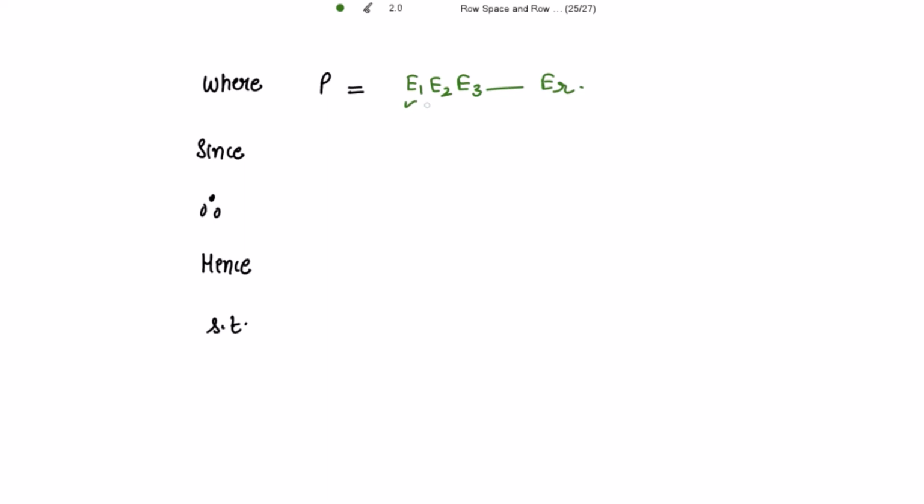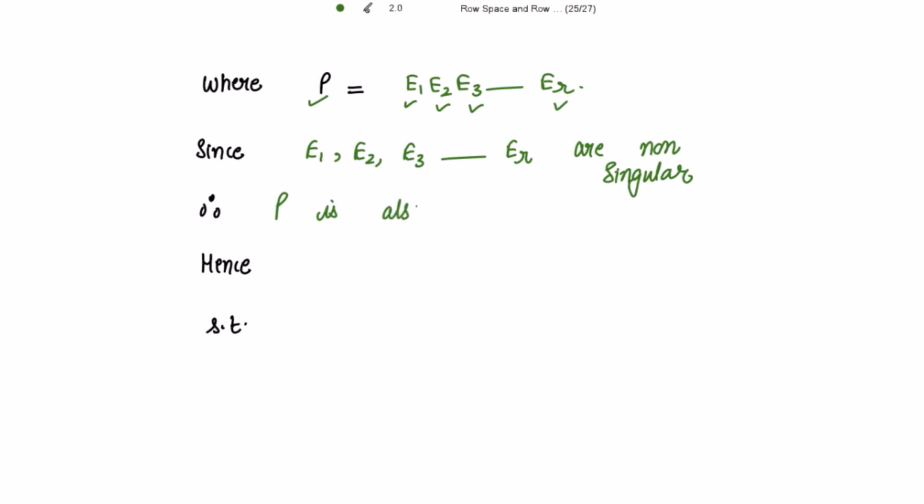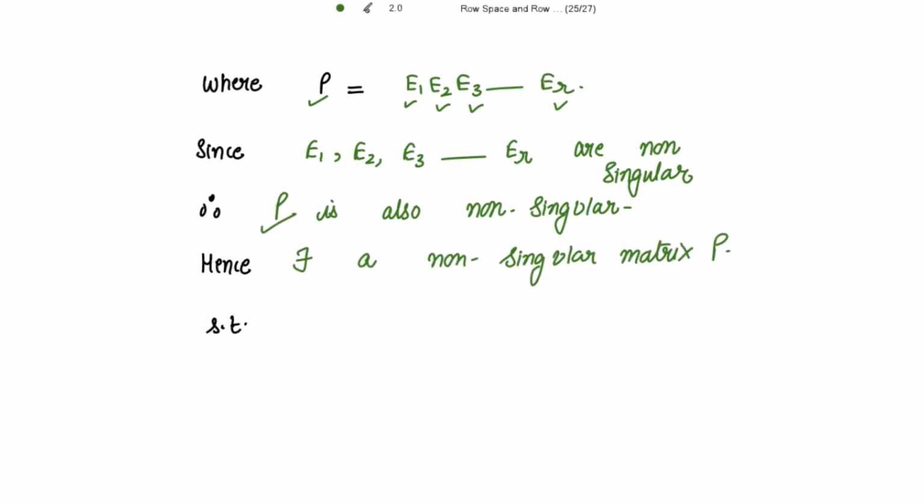Now since each of these E1, E2, E3 up to ER are always non-singular matrices, therefore P, which is equal to the product of these matrices, is also non-singular. Hence there exists a non-singular matrix P such that PA is equal to B.